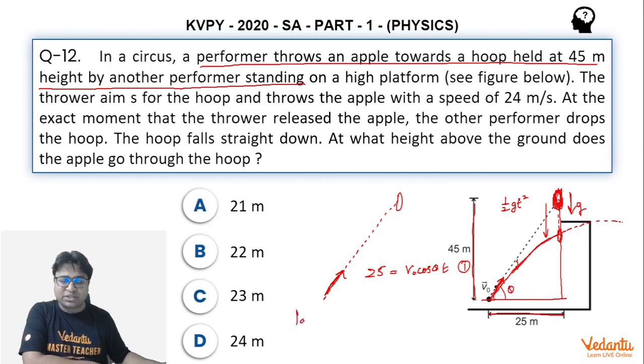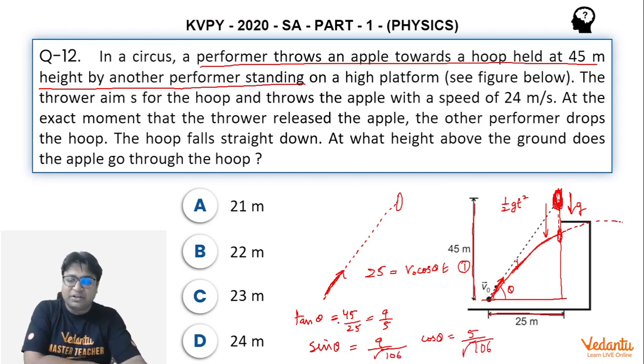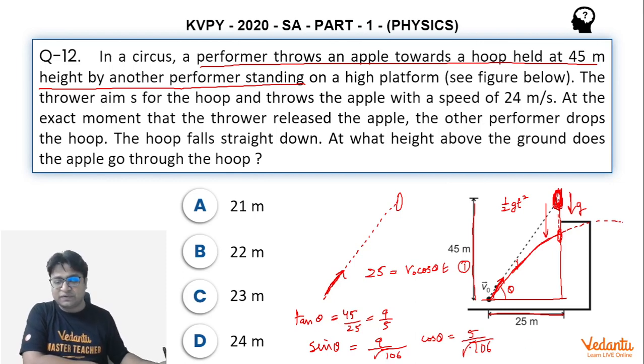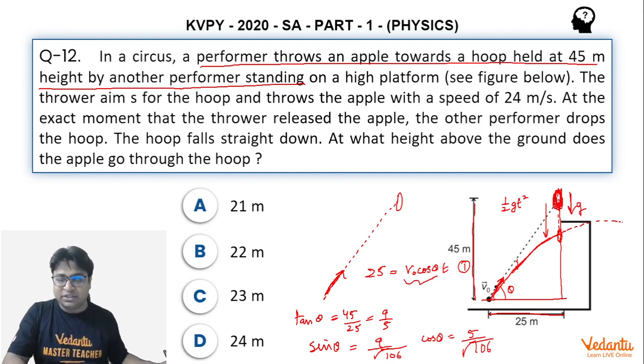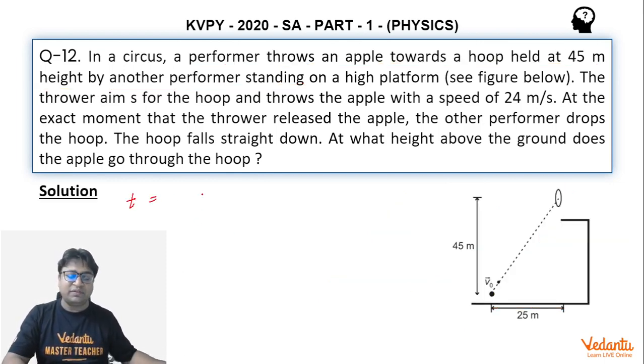Okay, if I do the calculation here, tan theta will come out to be 45 upon 25, which is like 9 by 5. And once you know the value of tan theta, you can readily calculate the value of sin theta as well. It will come out to be 9 divided by root of 106, and cos theta will come out to be 5 divided by root of 106. So we are aware of the value of sin theta, cos theta, tan theta. So using this, we can substitute the value of v naught here, we can substitute the value of cos theta here, we will get the value of t. Okay, so the value of t would be 25 divided by 24 into cos theta. Cos theta was 5 divided by root of 106.